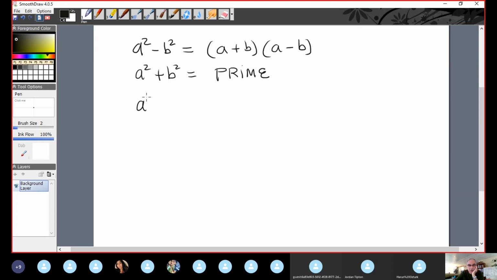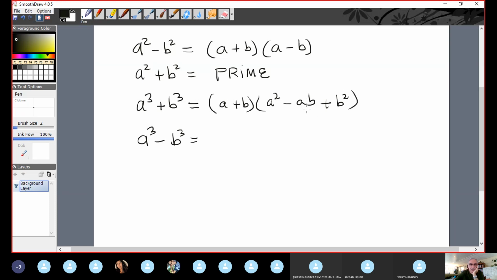Now I need cubic also. Sum of cubes and difference of cubes. Both expressions are factorable. The formula is a plus b, that is one binomial and one trinomial, which is a squared minus ab plus b squared. And a minus b, parenthesis, a squared plus ab plus b squared. So this is binomial, then trinomial.